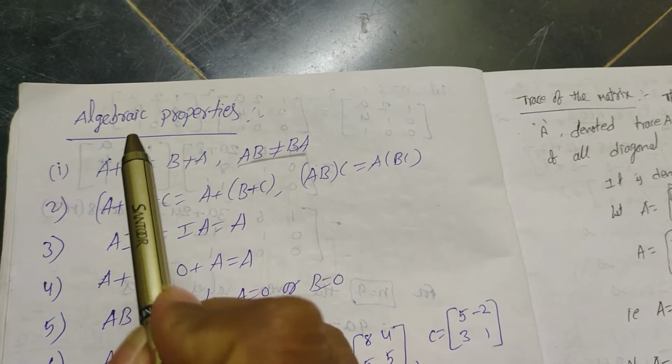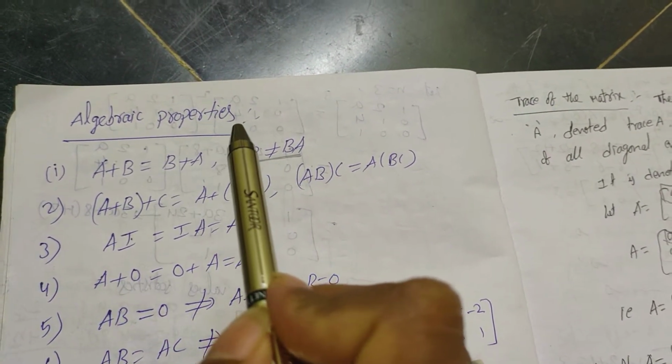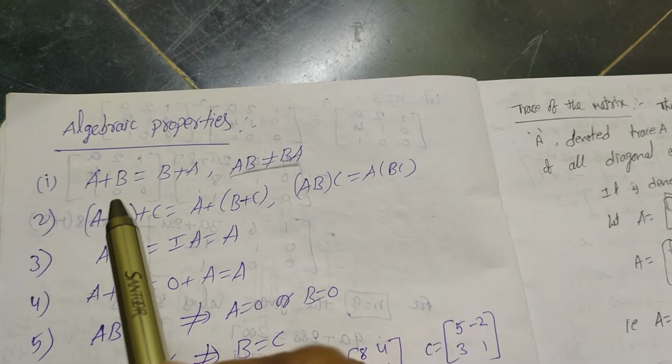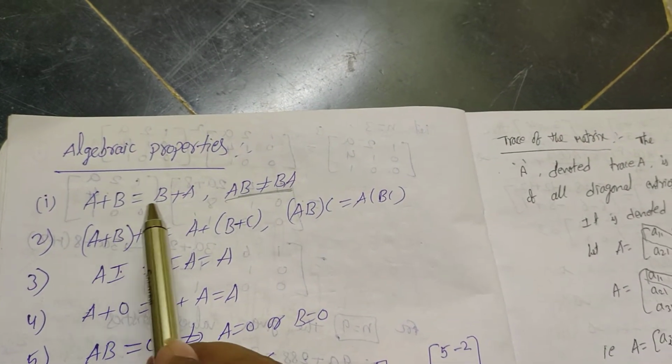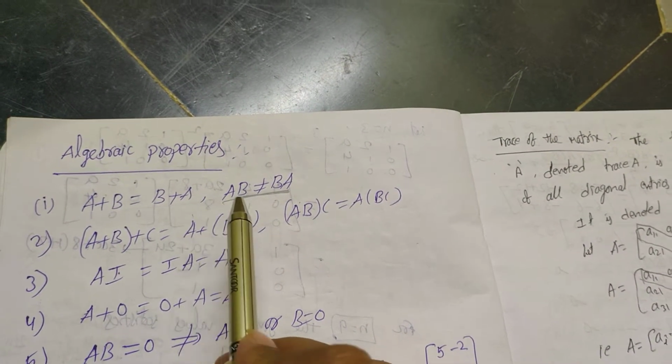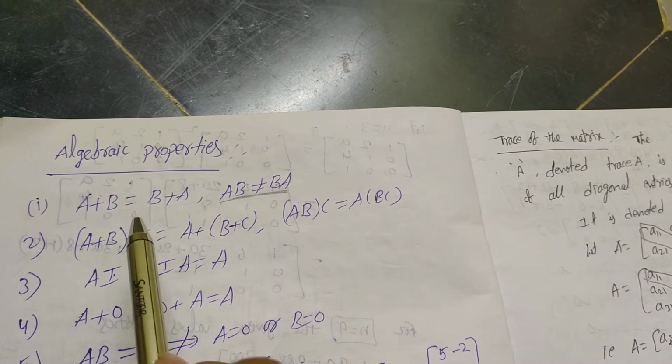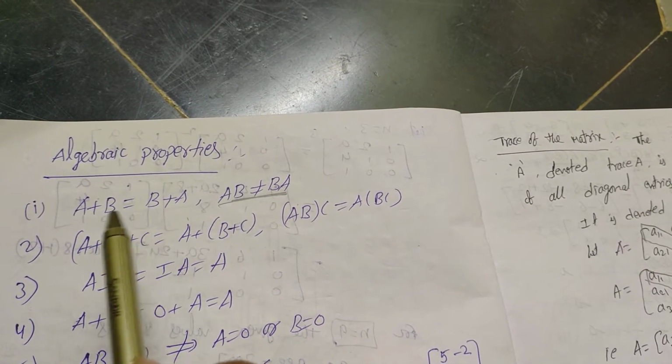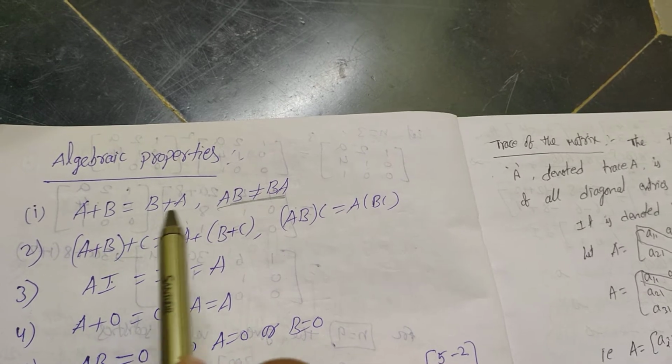Good morning, students. Our next concept is algebraic properties in matrices. Out of this, first one is A + B = B + A and AB is not equal to BA. This means, you know very well, this is nothing but commutative law.